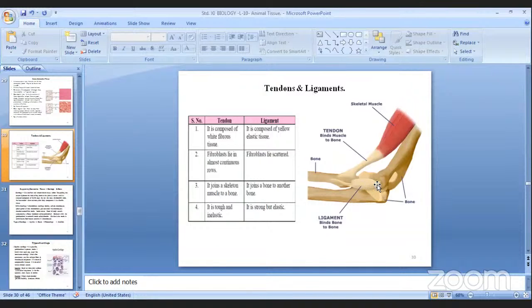Ligaments are elastic. You must have heard that a ligament tear happened. It does not get displaced, it only tears. So it gets stretched out so much that it finds it difficult to hold both the bones in position. So this is tendon and ligament.